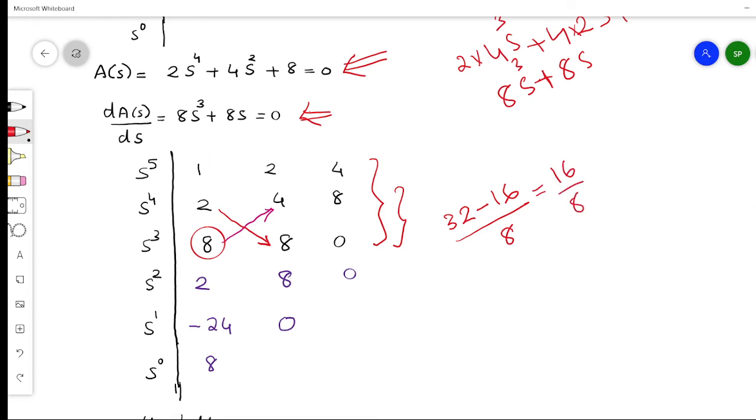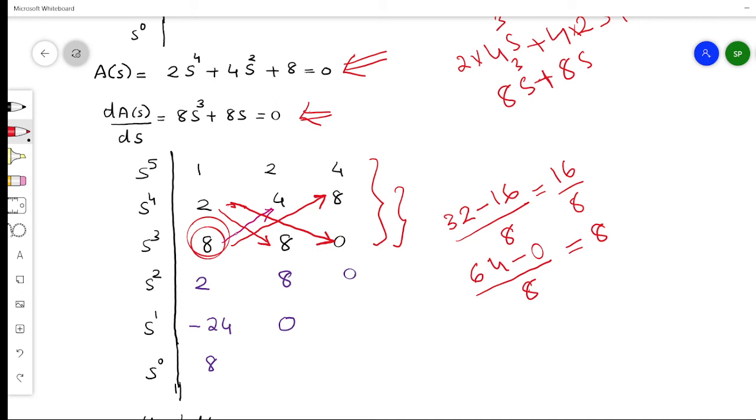What about the second element? We do 8 into 8 minus 2 into 0. So 8 into 8 is 64, minus 2 into 0, that is 0. That divided by the same element, 8, gives 8. So you substitute it as the next element. The next element is 0, so you don't have to compute it.